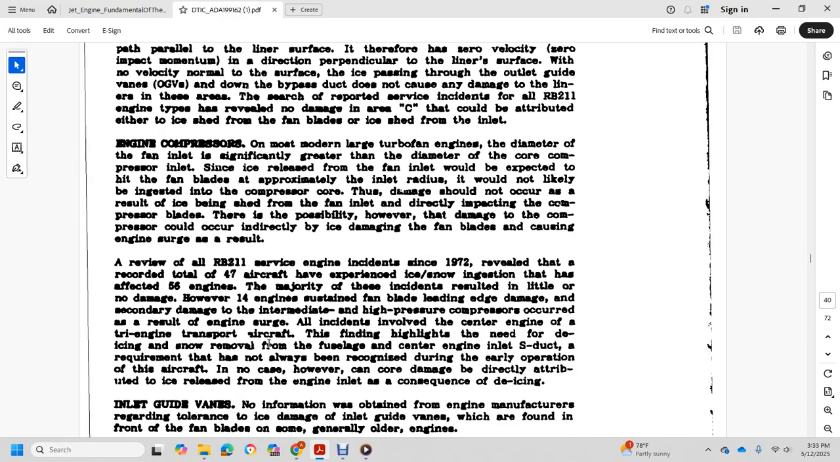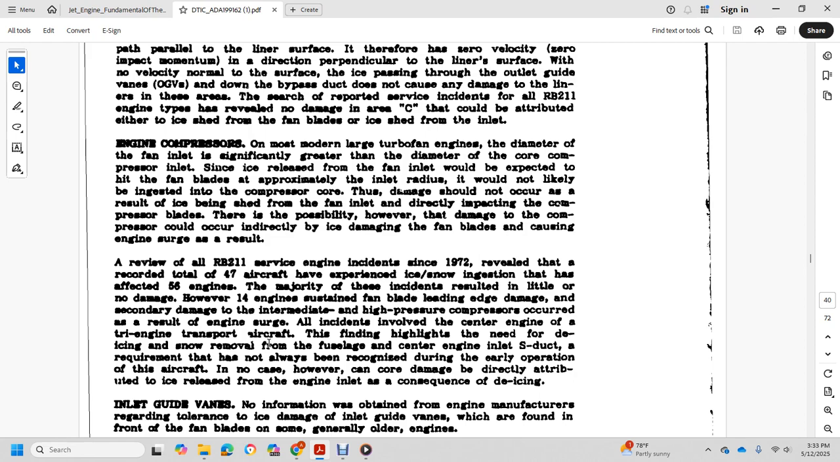A review of RB211 in-service engine incidents over the period since 1972 revealed a record total of 47 aircraft that experienced ice and snow ingestion, affecting 56 engines. The majority of these incidents resulted in little or no damage. However, 14 engines sustained fan blade leading edge damage and secondary damage to the intermediate and high pressure compressors, with the result of engine surge. All accidents involved the center engine of the tri-engine transport aircraft.